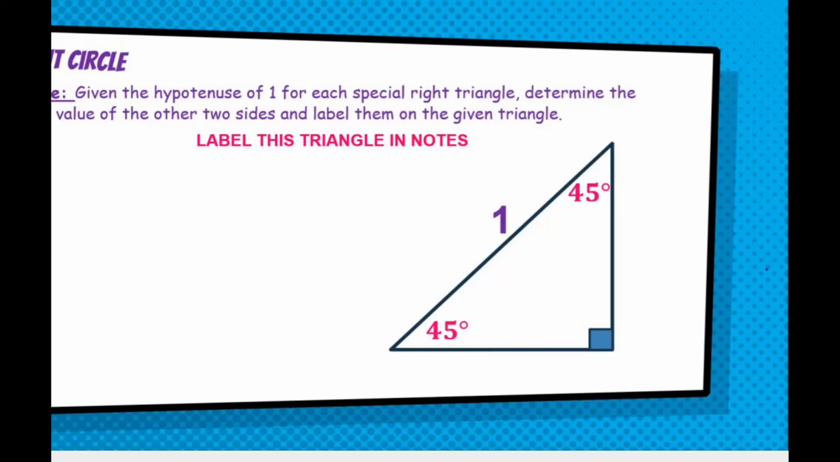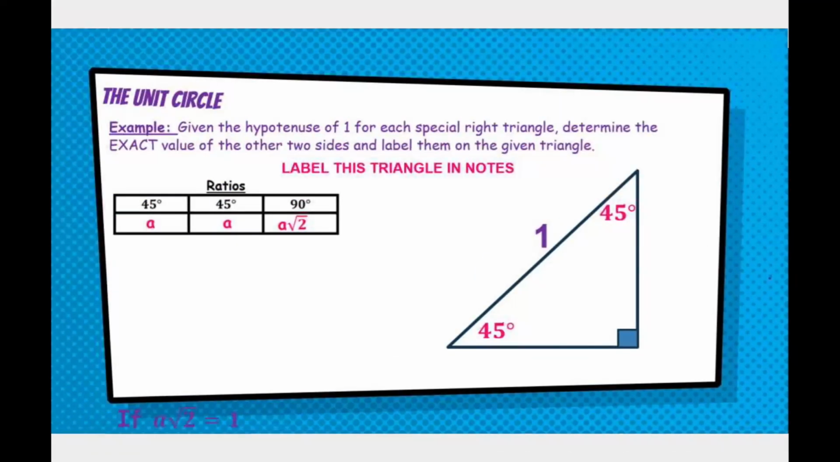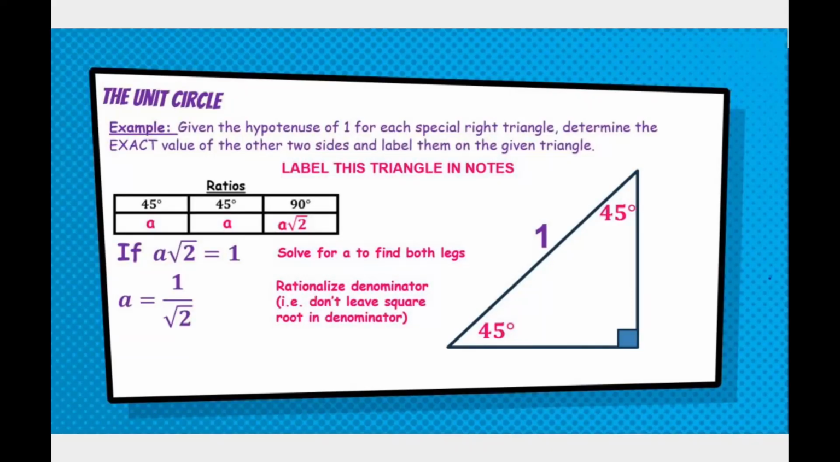So I'm going to figure out what those other 2 sides are, coming from my little table. If A times the square root of 2 equals 1, in other words, our hypotenuse is equal to 1, I want to figure out what my other 2 sides would be. So I'm going to solve for A to find both legs by simply dividing by the square root of 2. And then here's where it gets kind of weird. You don't have to know all this stuff. You're going to recognize these different ordered pairs, and you'll see them all around the circle.